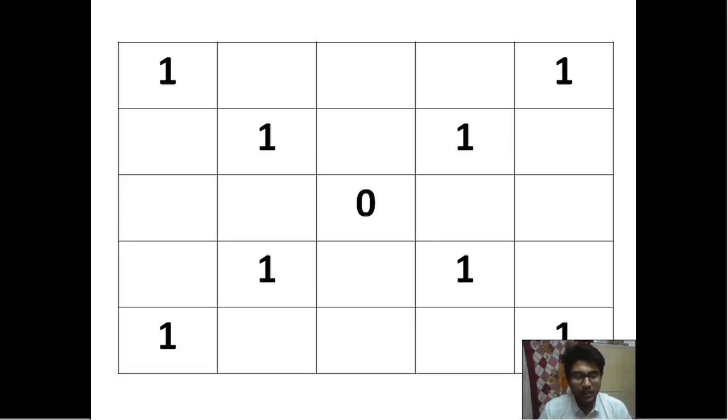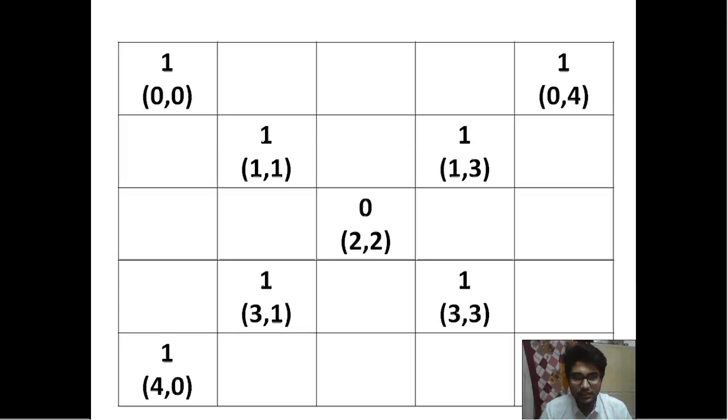So matrix, you may have done matrix methods and all that. This thing is like a matrix only, rows and columns. While seeing this as a matrix, we can consider this structure as 0 0, 0 4, and 1 1, 1 3, 2 2, 3 1, 3 3, 4 0, and 4 4.